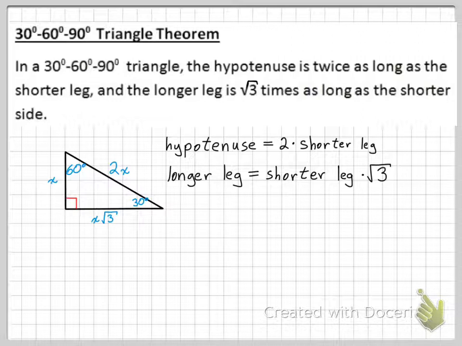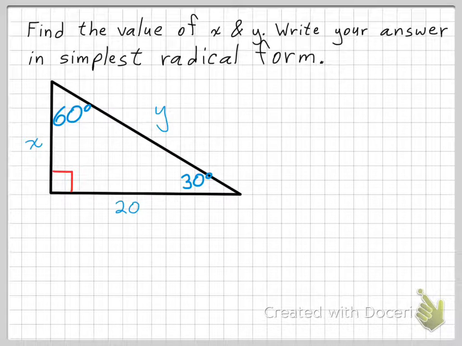Okay, so what kind of problems could you possibly get using this 30-60-90 triangle theorem? Well, problems like this. Find the value of x and y. Write your answer in simplest radical form. So we can keep our answer in radical form, but we have to find the values of x and y.